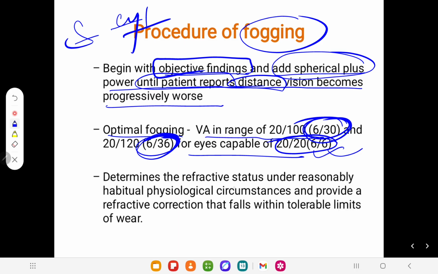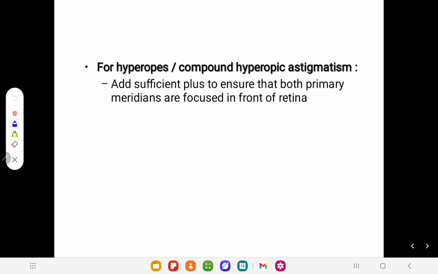This determines the refractive status under reasonable habitual physiological circumstances and provides a refractive correction that falls within the tolerable limit of comfort. So we basically do fogging, which means worsening the vision. For hyperopia or compound hyperopic astigmatism, add sufficient plus to ensure both primary meridians focus in front of the retina. That's an important point. Just remember this.